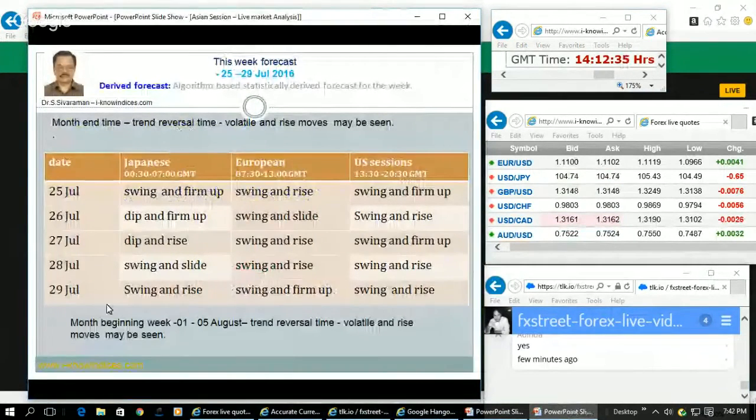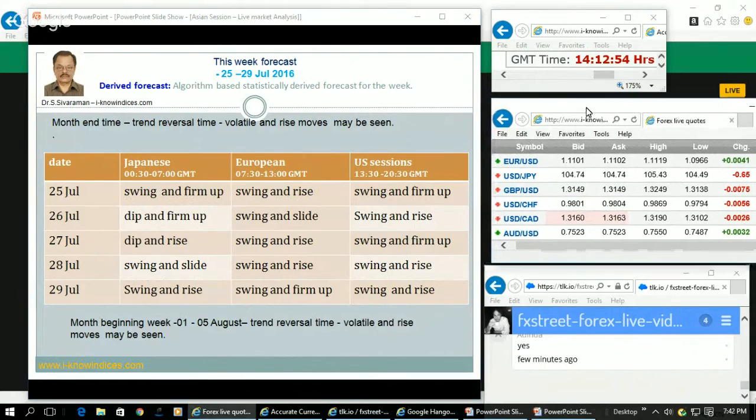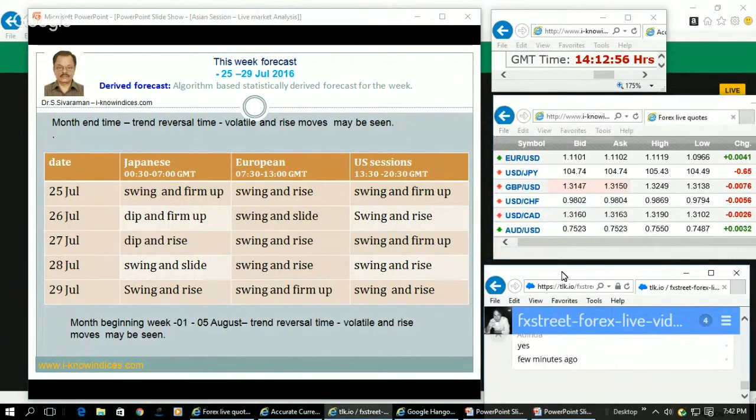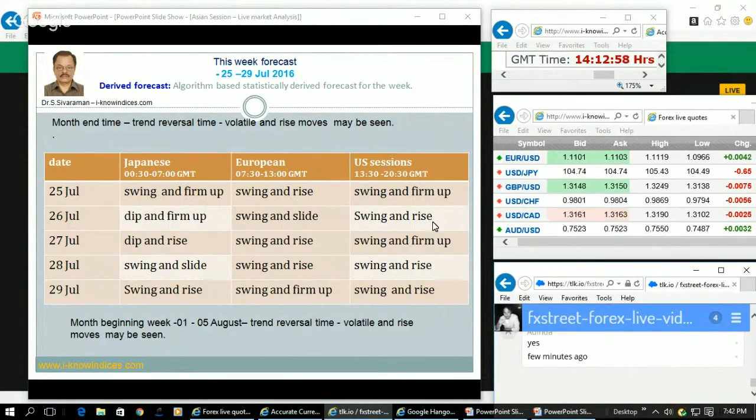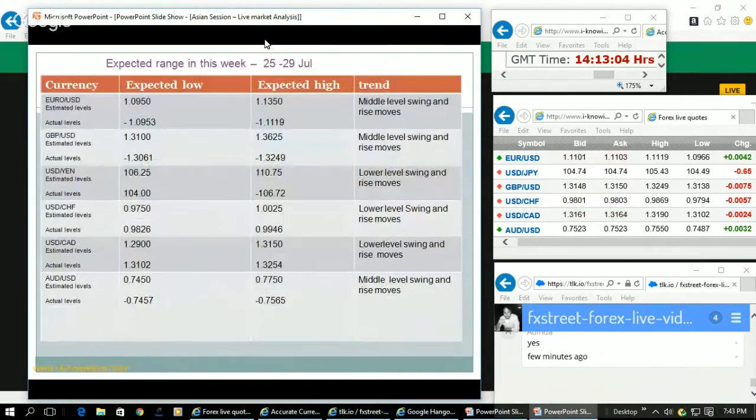So this is the forecast sheet I showed you, that during the European session they were expected to make the swing and rise move, but they have not made any significant rise. It was a sideways move as such. Then during the US session, they are expected to make a further rise as an intentional move. That's what we derived by following the type of moves they are making, but it is slow.